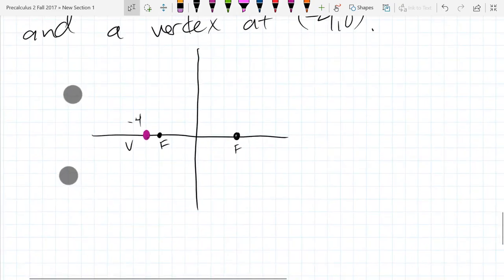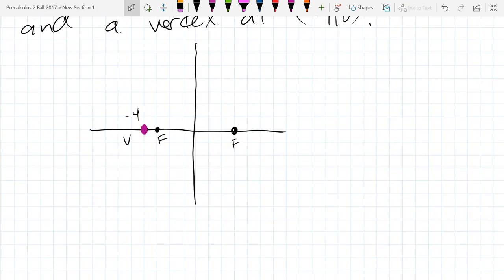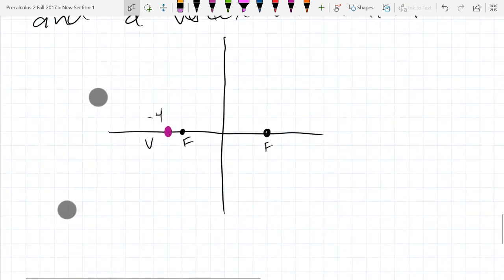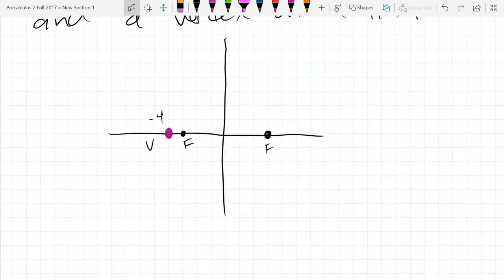All right, so let's try to figure out other parts of this graph. There will be another vertex. Where's it going to be? It'll be positive 4, 0. So it's going to be right out here. So there's another vertex.